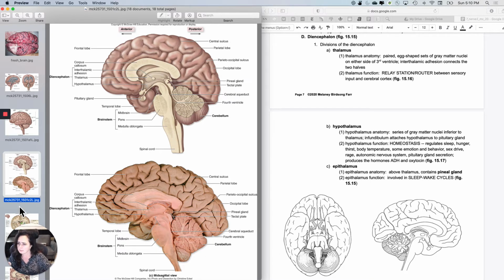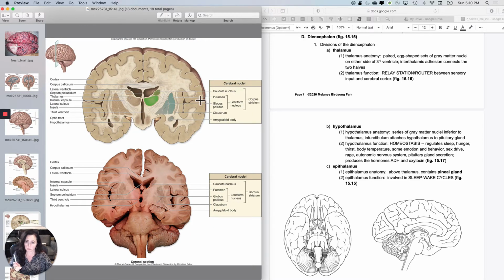By the way, not that I would ask you from this view, but to orient yourself to where we were before: this was the cerebral cortex, this was the white matter, and then these three were the cerebral nuclei. And then close to that third ventricle, right there, that's the diencephalon, this region right there. So that's why this wasn't one of the cerebral nuclei.